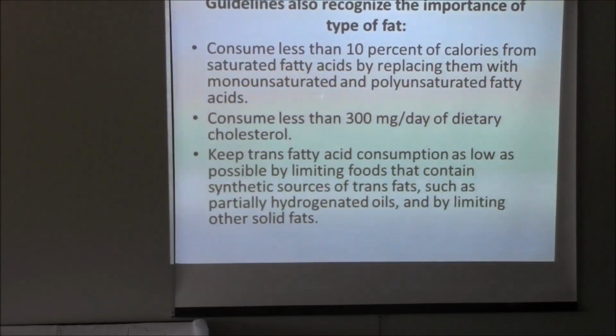So guidelines also recognize the importance of type of fat. Consume less than 10% of calories from saturated fatty acids by replacing them with the other two like we talked about. Consume less than 300 milligrams a day of dietary cholesterol. Most labels will tell you milligrams of cholesterol. Keep your trans fatty acid consumption as low as possible, and I think most companies have almost obliterated trans fats, they've just taken them out of their foods. Or they're so negligible they don't even have to report them.